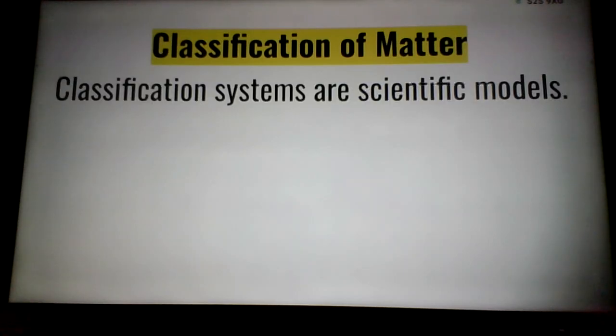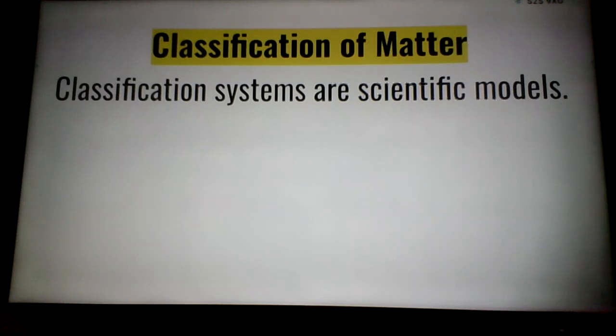For the classification of matter, what does classify mean? Well, that means to put into particular groups. When we classify, we're making a scientific model. We classify matter into, well, the three we're going to talk about the most: solids, liquids, and gases.